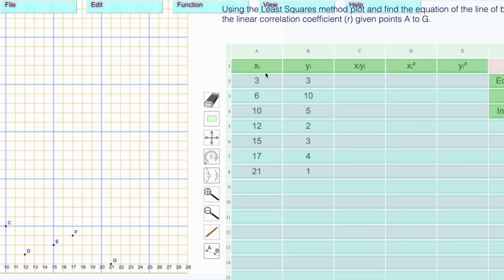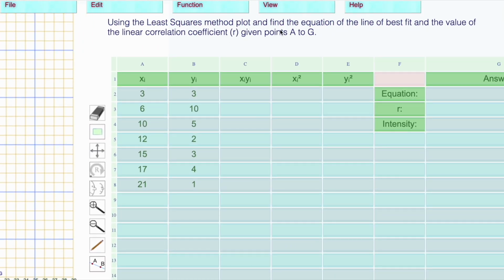Welcome to level 4. Using the least squares method, plot and find the equation of the line of best fit and the value of the linear correlation coefficient R given points A to G. Let's quickly have a look at the least squares method.